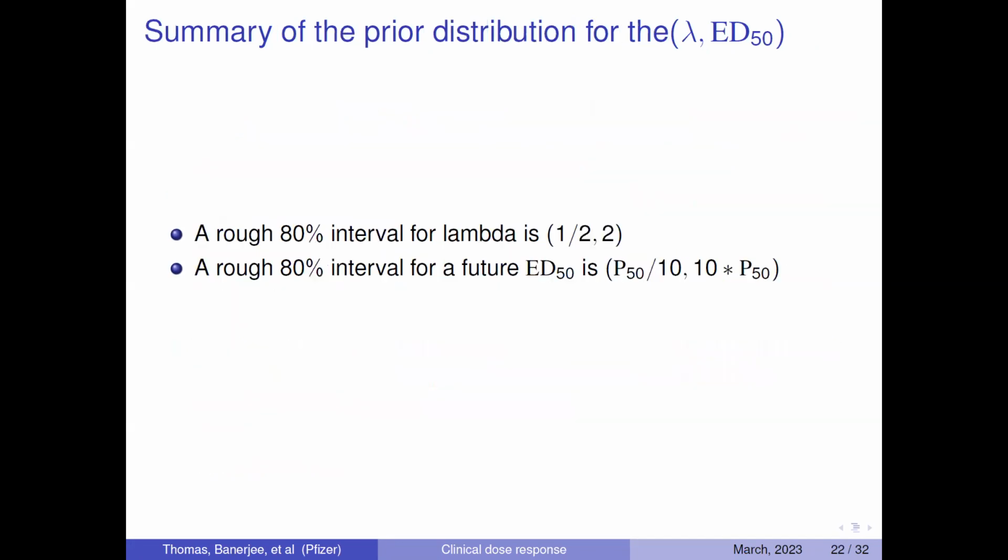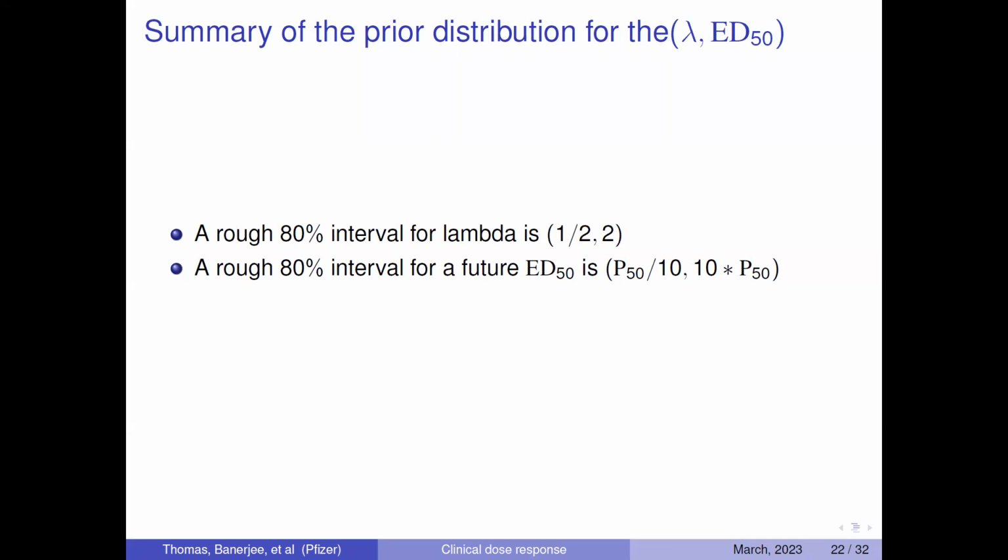All right, so to give you a sense of just numerically what these posterior predictive distributions for your next compound are going to be: if you want to know an 80% predictive interval for lambda in your next compound, well, the median, back-transformed from the log scale, is going to be about 1, and an 80% interval is going to go from about 1/2 to 2. Now, for the ED50, a rough 80% interval for a future ED50, here you take your P50, you divide it by 10, and you multiply by 10, right? And that's going to be an approximate 80% interval.